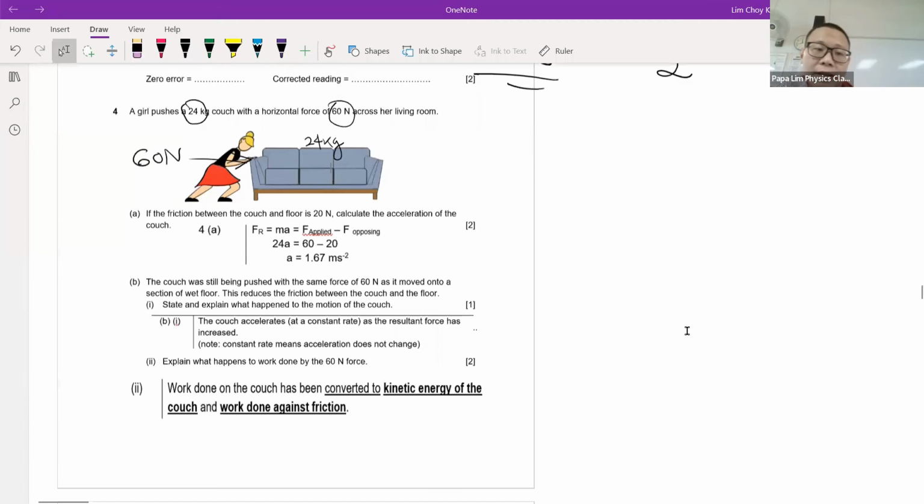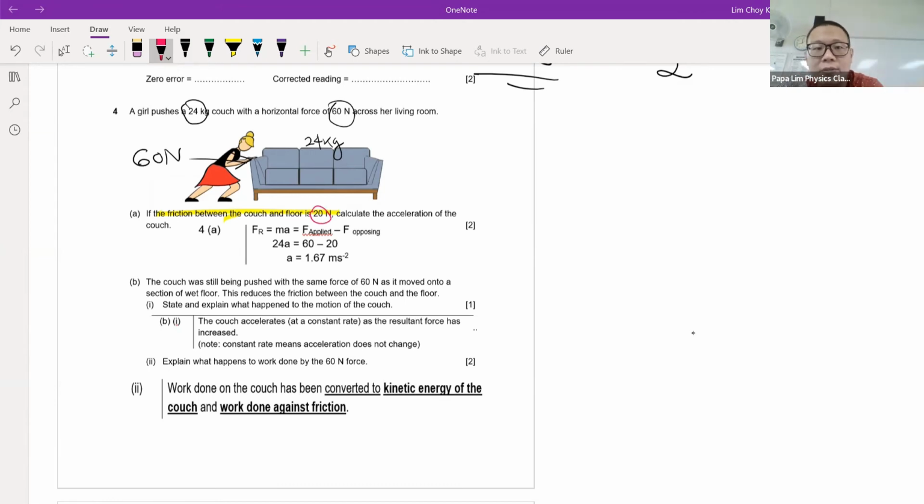Okay. And the question is given that there is a friction. The question mentions there's a friction, so there is a friction of 30 Newton. One of the common questions they always ask is to draw the forces. If you look at friction, remember friction has to be drawn at the surfaces.